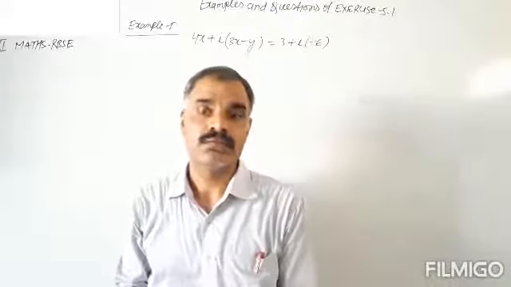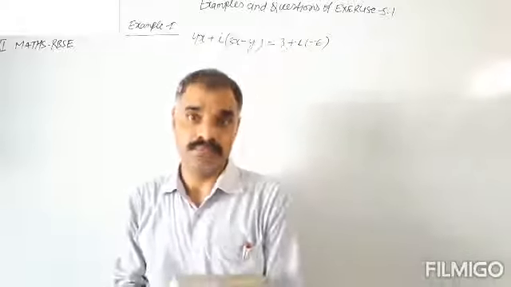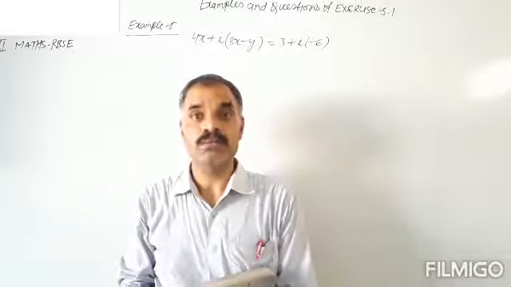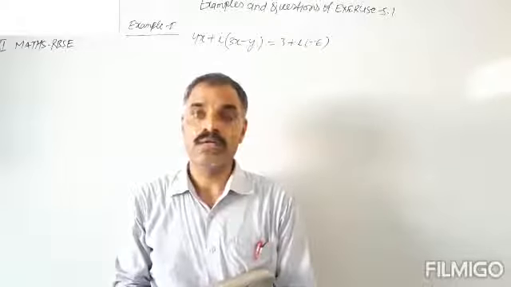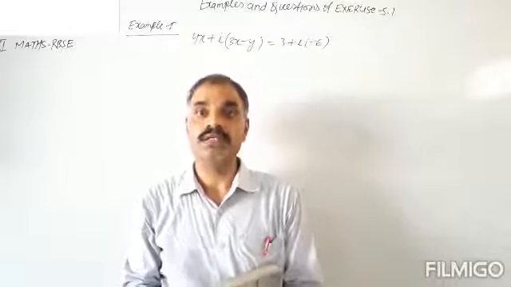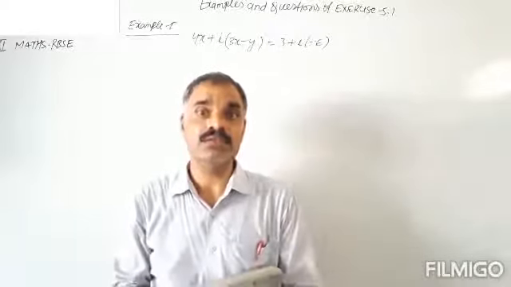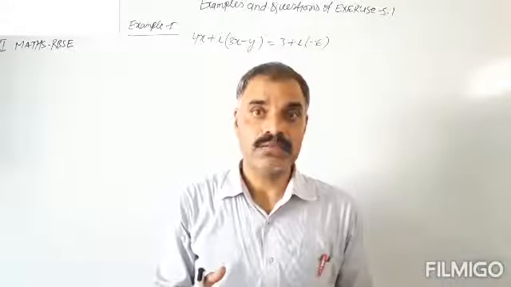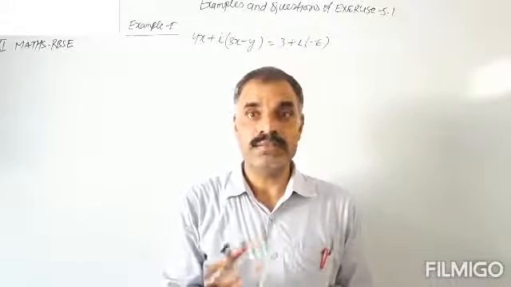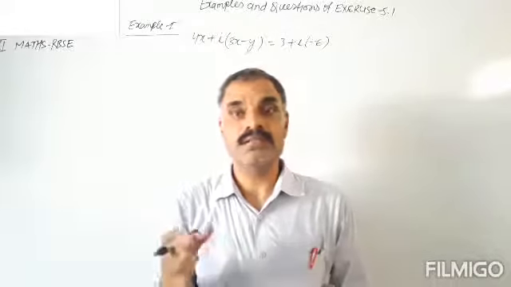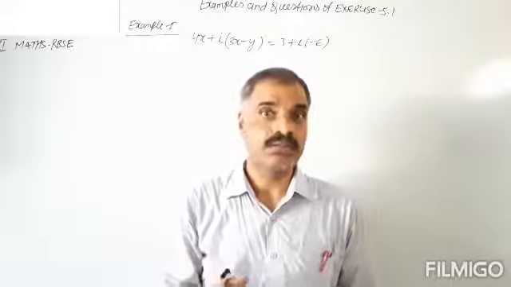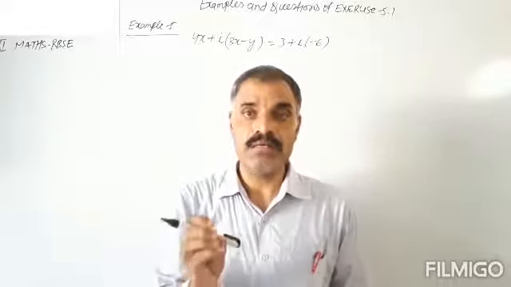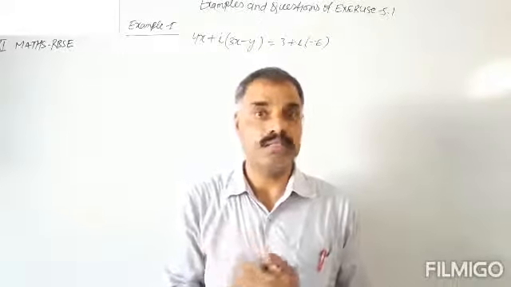Okay students, class 11th mathematics CBSE. Today we are solving the examples and questions of exercise 5.1, complex numbers. In these examples and questions we will have the powers of iota, equality of complex numbers, addition, multiplication, division and subtraction of complex numbers, and properties of the operations on complex numbers. So we will solve the questions of all these types.